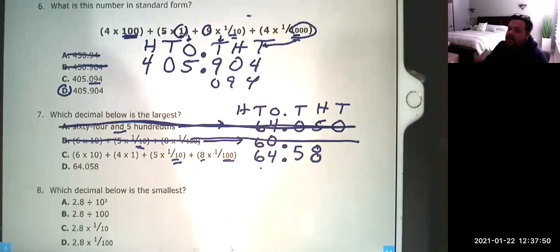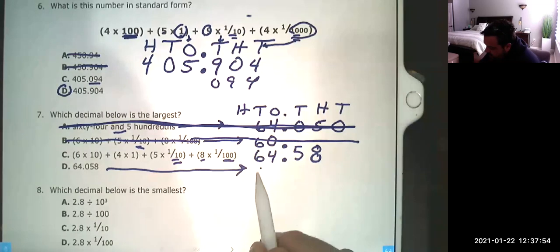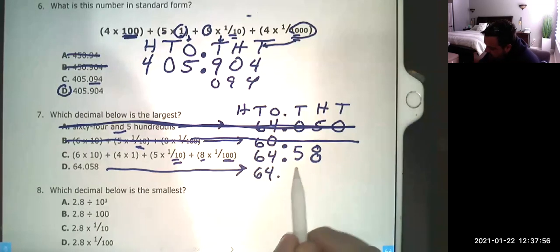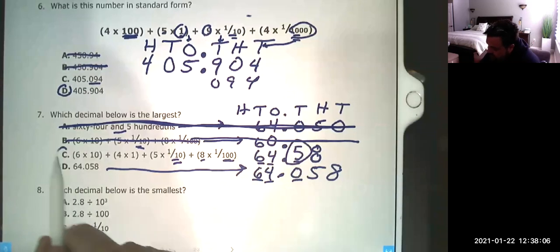This is just a lot of steps you have to learn, right? And now they've already written this one out for me, so I'll just move it over. 64.058. These match up. So I'm really just comparing this and this. And I need the largest one. That's the largest. So C would be my answer.